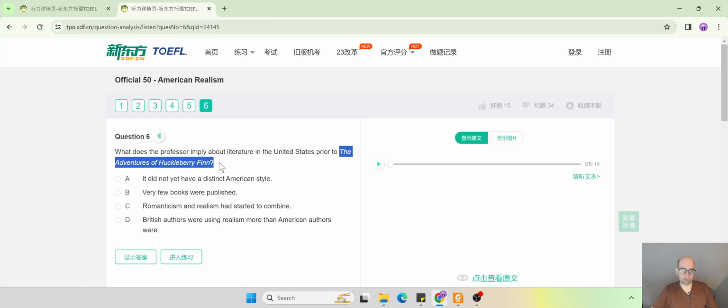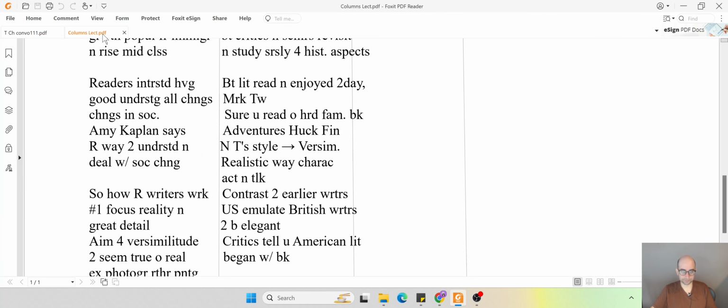What really tells me where to begin searching in my notes is this book right here, The Adventures of Huckleberry Finn. So if you wrote this work in your notes, you'll be fine. If you didn't, it's going to be a nightmare. You might even have to guess. That's going to suck. But anyway, let's find Adventures of Huckleberry Finn in our lecture notes.